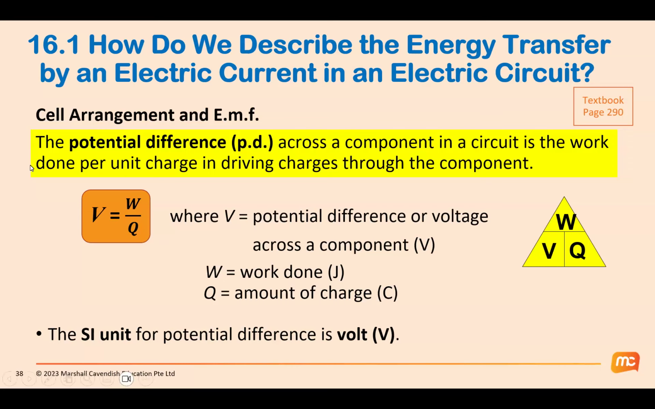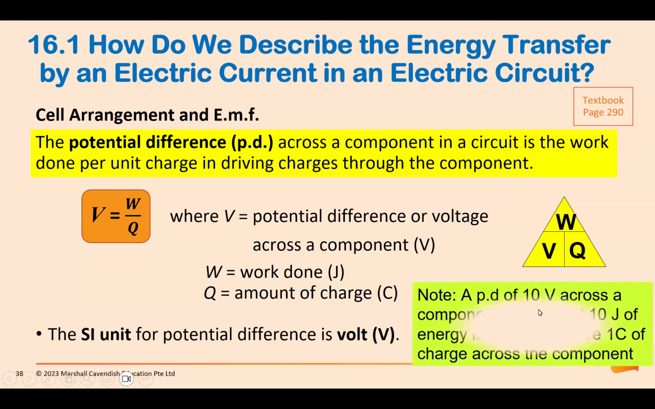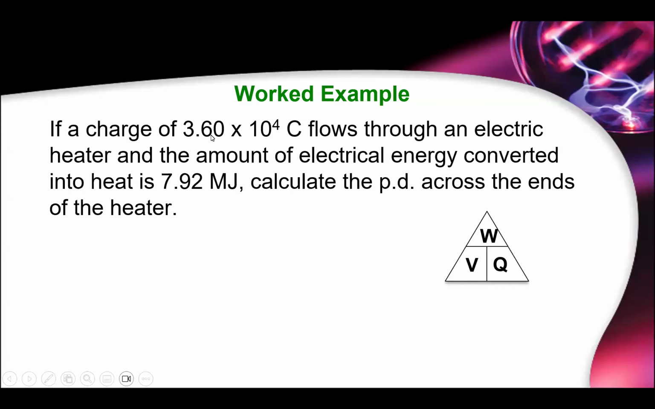Okay, so it's the same formula and the same SI unit, volts. So a PD of 10 volts, potential difference, we use the short form PD. A PD of 10 volts across a component like a light bulb simply means that for every 1 coulomb of charge that passes through, I need 10 joules of energy to move it across the component. So 10 joules of energy is needed to drive 1 coulomb of charge across that component. Okay, so you can read the worked examples.